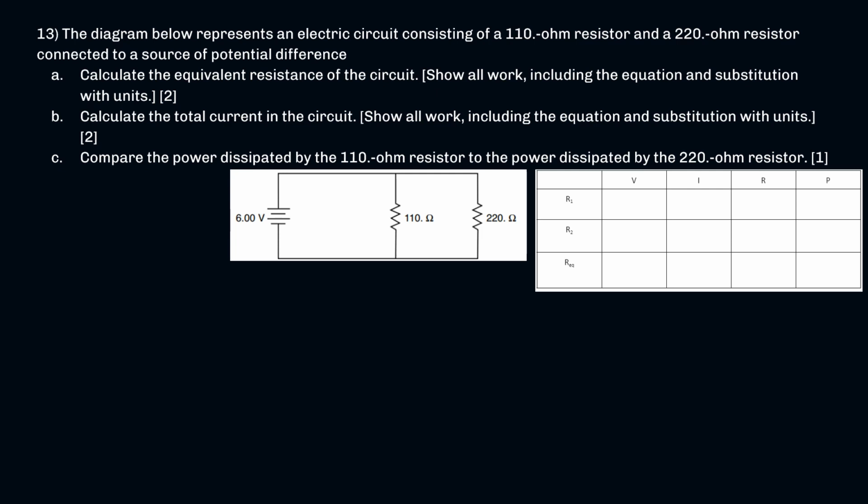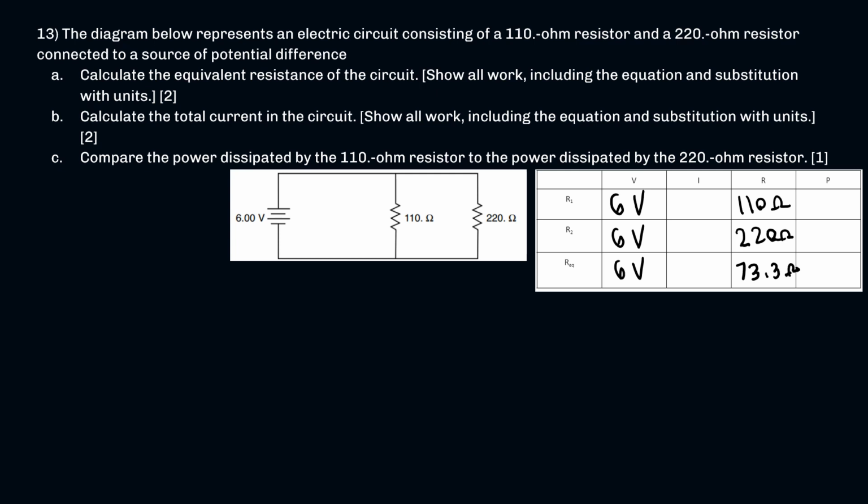All right, so let me fill out what I had in my verb chart from part A. So again, my voltage is the same throughout the circuit. So my total voltage is 6 volts, is the same thing at each of my resistors. I also have here my resistors, the 110 ohm resistor, the 220 ohm resistor, which is R2, and my equivalent resistance, which I found in part A, was 73.3 ohms.